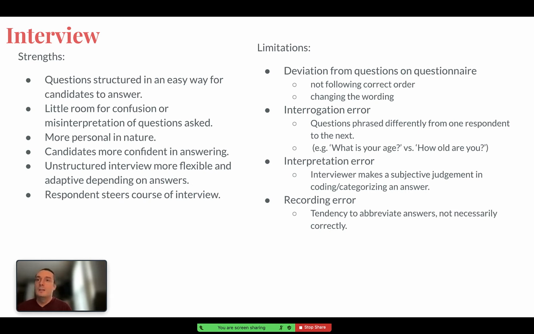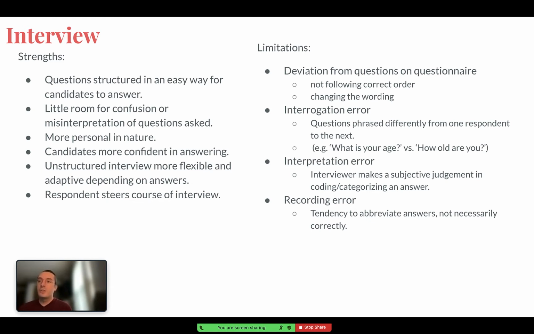in depth. And then some of the limitations with interviews are that in a structured setting, if the researcher deviates from the questions by changing the word order or by not following the correct order, that can have an effect on the data. Also, there are errors that occur, such as an interrogation error when the questions change from one candidate to the next.